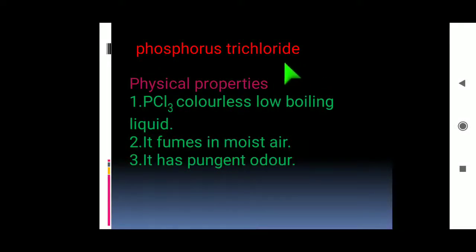Now we are going to see phosphorus trichloride. Phosphorus trichloride is nothing but PCl3. PCl3 is a colorless, low boiling liquid. It fumes in moist air. It has pungent odor.